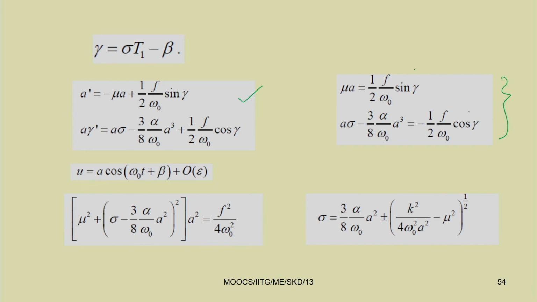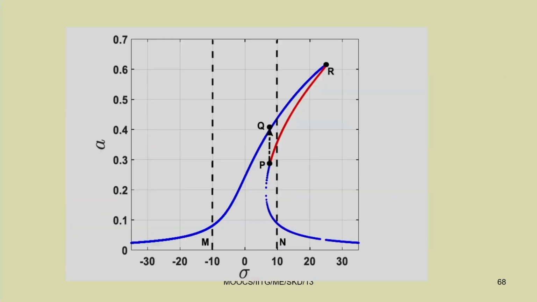By squaring and adding, you can get an equation which is sixth order in the amplitude and second order, or quadratic, in sigma. Writing a quadratic equation in terms of sigma, one can solve to get sigma equal to 3 by 8 alpha by omega 0 A square plus minus the square root of k square by 4 omega 0 square A square minus mu square. So one can plot the frequency response plot. A typical frequency response plot looks like this.